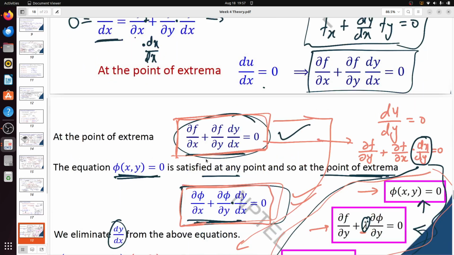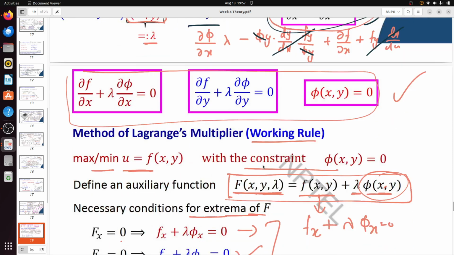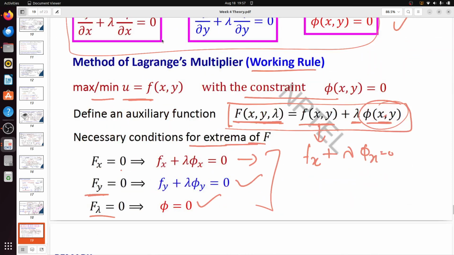What is our aim in the Lagrange's multiplier method? I will not discuss the entire theory. You can just go through the slide and understand it easily, and also Sarah has discussed it in the lecture. I am running out of time today. So you have max, min of u equal to f(x,y). You need to determine the maximum or minimum of u equal to f(x,y), and you have some constraint. Constraint means your variables x and y should satisfy some condition. So your constraint is phi(x,y) equals 0.